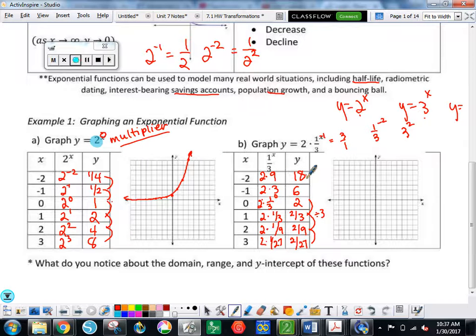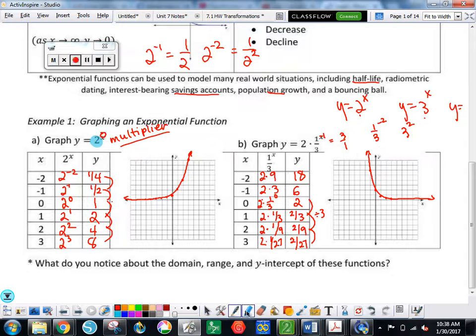So let's plug that in, although I don't think we can put 18 on the graph. This is an 8. So at negative 2, I'm clear off the grid. At negative 1, I'm at 6. At 0, I'm at 2. At 1, I'm at 2/3. And then it gets closer and closer to 0. So it's something like this.